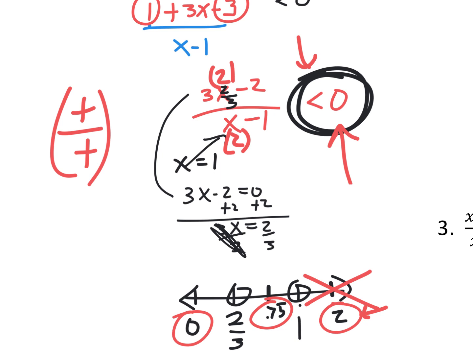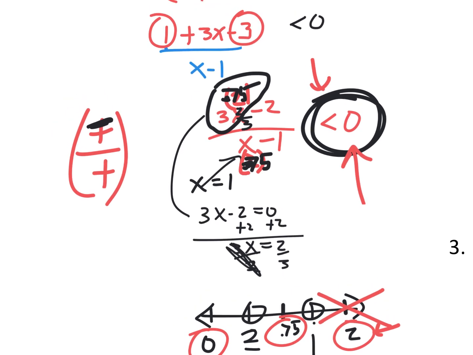0.75, I'm going to test it. I'm going to put it right here. 0.75 here and here. 3 times 0.75 is like 3/4. That comes out negative, I think. I'm just going to double check that. 3 times 0.75. It's like 3 sets of 75 cents. $1.50. 2.25. No, 2.25 minus 2. 2.25 minus 2 comes out positive.